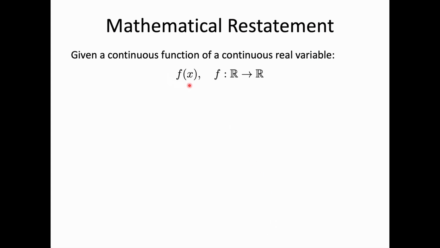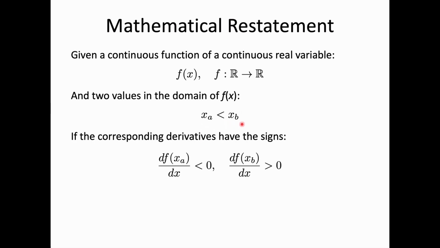Let's restate this mathematically in a little bit more rigorous way. Suppose we have this continuous function f of x that is a mapping from the set of real variables that are one-dimensional back to the set of real variables that are one-dimensional. And suppose we have these two values in the domain of f of x that serve as our limits, that define the bracket that we're using in this algorithm. xa is our left-hand bracket, and that is strictly less than xb, which is our right-hand bracket.